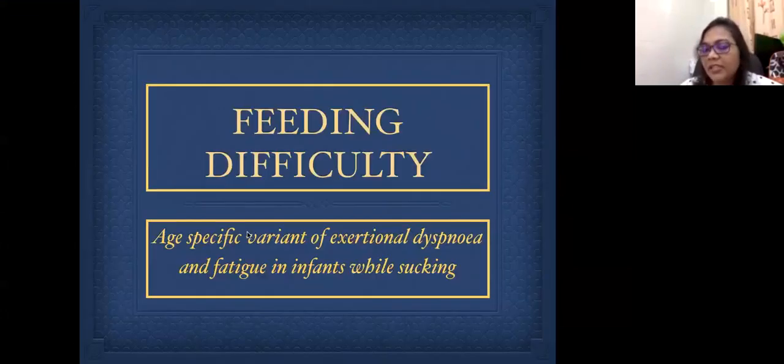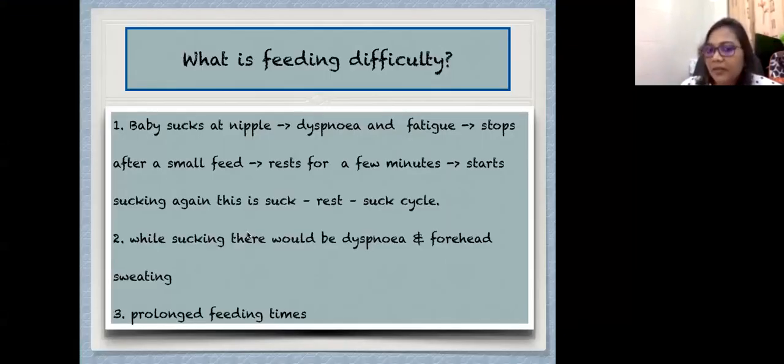So feeding difficulty. So this is an age-specific variant of exertional dyspnea and fatigue in infants while sucking, as I just mentioned. So when we discuss symptoms in pediatrics, the age-specific variants of the classic symptoms are very important. So feeding difficulty is a classic presentation of heart failure in infants. So what happens here when the baby sucks at the nipple? The baby develops dyspnea and fatigue, and the baby rests after a small feed for a few minutes, and then the baby starts sucking again. So this is suck, rest, suck cycle, and this is one classic presentation of heart failure in infants.